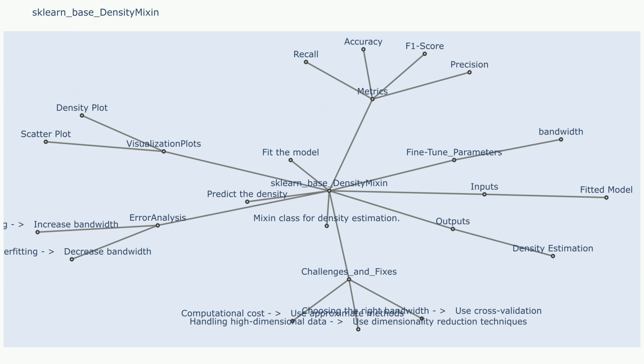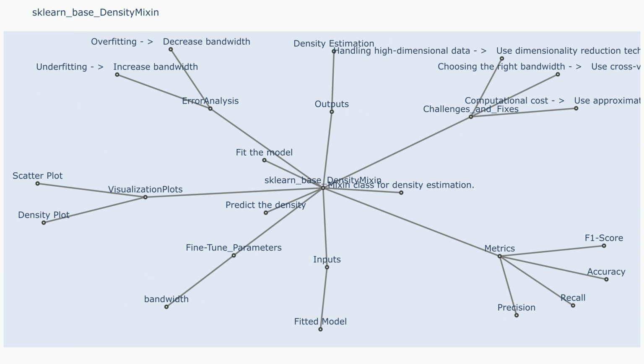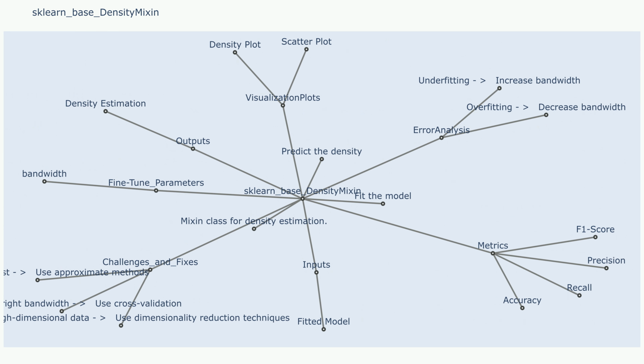Steps. Fit. The estimator is first fitted to the training data, which involves learning the parameters of the PDF from the data. score_samples. Once fitted, the score_samples method can be used to calculate the log likelihoods of new data samples. Metrics. Log likelihood. The log likelihood is a commonly used metric to evaluate the goodness of fit of a density estimation model. Higher log likelihoods indicate a better fit.